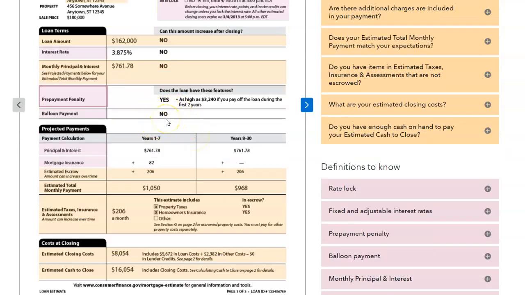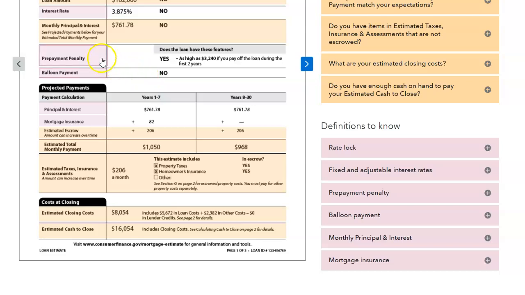Is there a balloon payment? Again, these loans are rare, but they are out there. So those are very important things to note. You want to double check and make sure none of these features are on your loan. And if your lender put these features on your loan and didn't explain them to you, you need to go find another lender. So this again is the principal and interest portion of your payment.